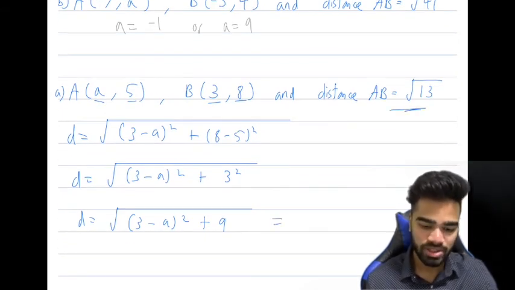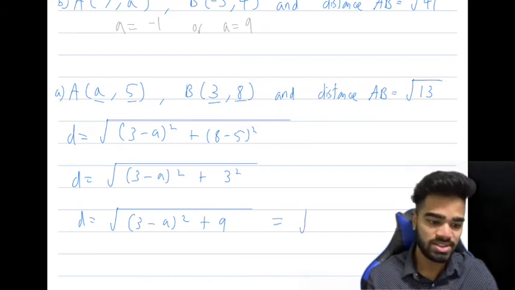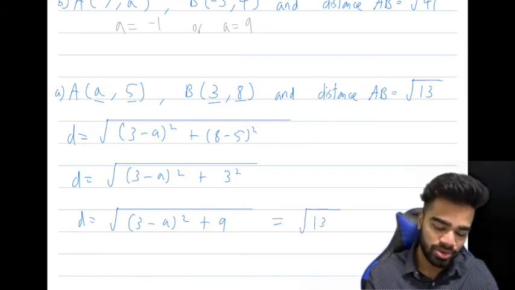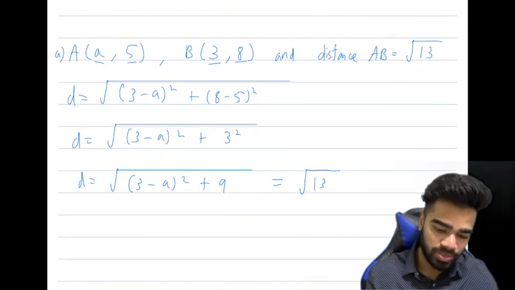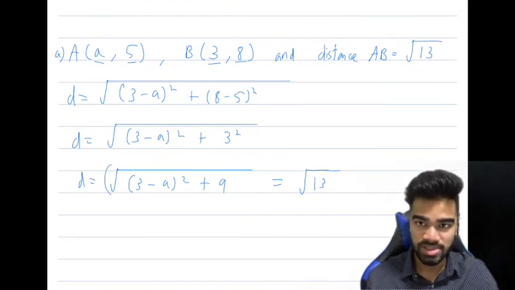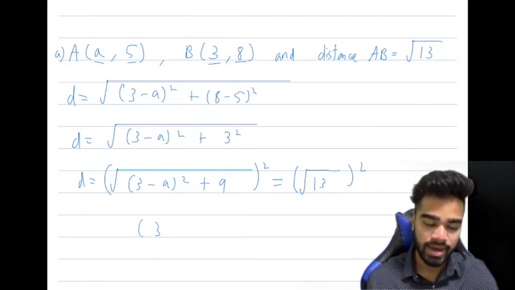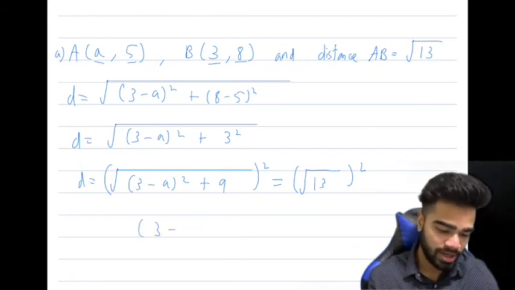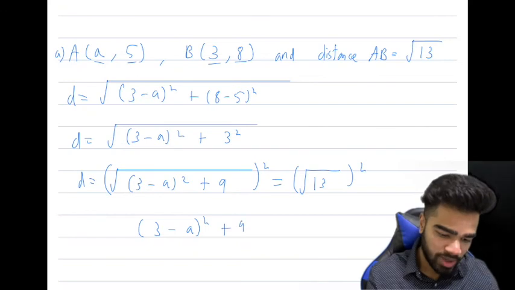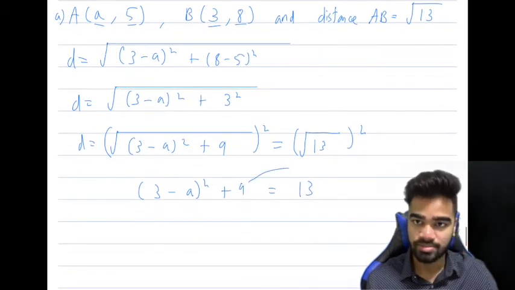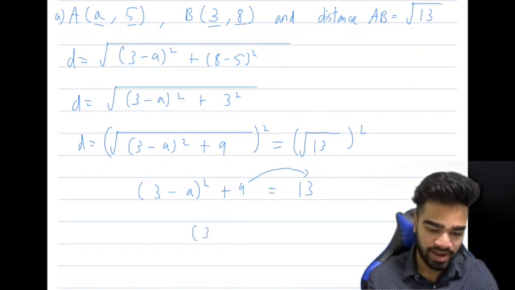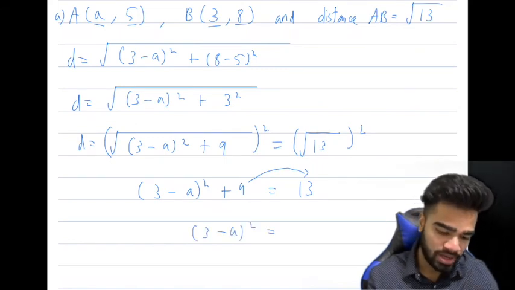Now we just need to make this equal to what the question said the distance is, which is root 13. So this distance should be equal to root 13. The first step is the same. We need to square both sides. Now what you are left with is (3 minus a) squared plus 9 is equal to 13. Simplify from here by taking 9 to the other side. You'll have (3 minus a) squared is equal to 4.